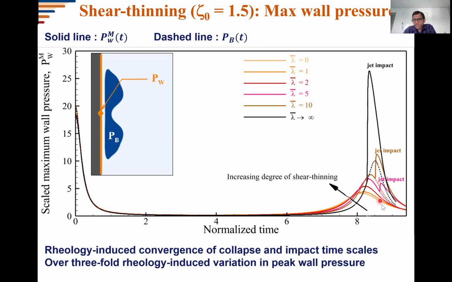So as you can see, there are two things here. One is the pressure that the wall sees, and when there's no jet, it's basically the bubble pressure that is seen by the wall. So there's this time scale of collapse, and there's this jetting time scale that is introduced. And as this jetting and collapse time scales merge, that's when the impact is the highest.